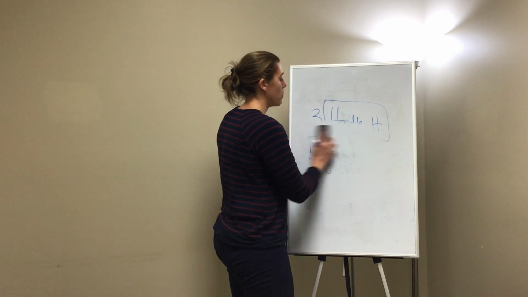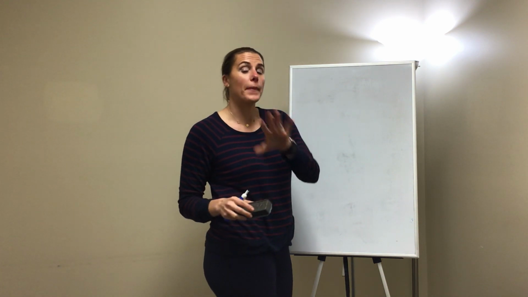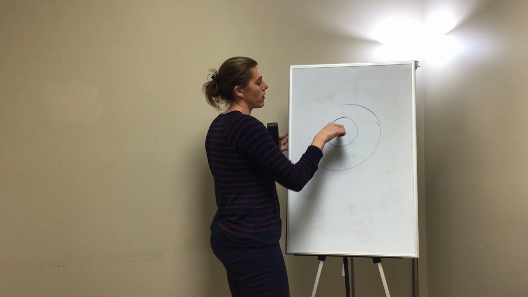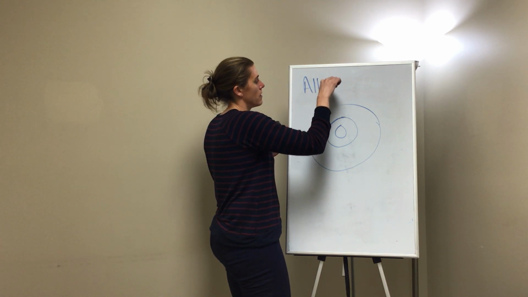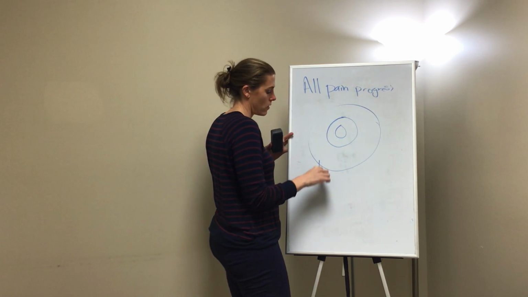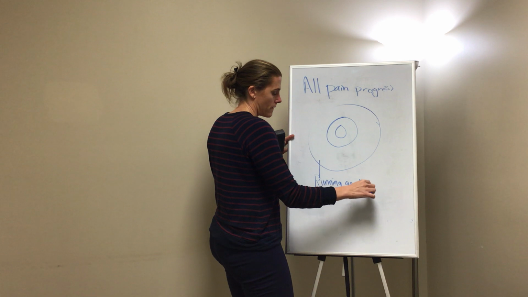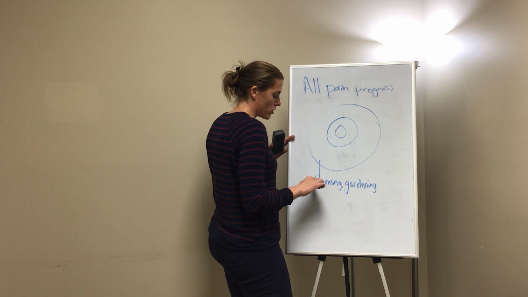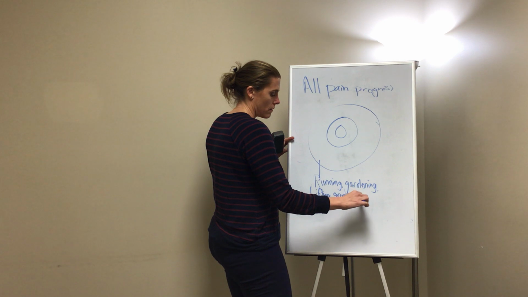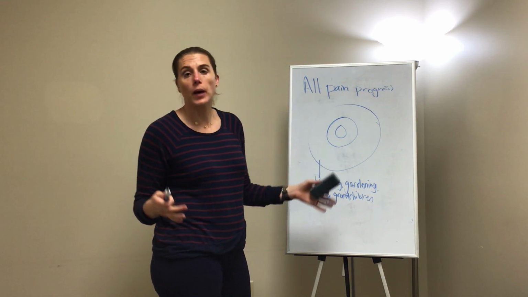So here's how people wind up in our office. This is how all pain progresses, unless it's a traumatic accident, unless you fell down the steps, unless it's a car accident, unless it's a workers' comp issue. So we are going to call this outside ring. This is going to be running, gardening, lifting your grandchildren, things that are really things that you enjoy doing. You don't have to do them, but things that you really enjoy.